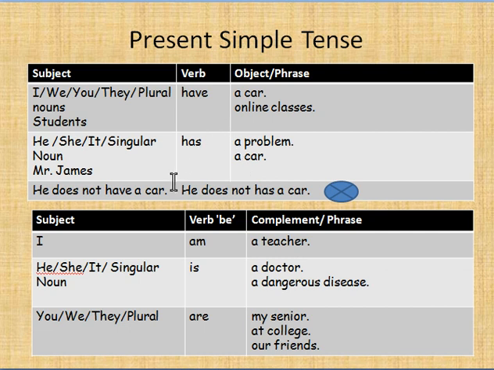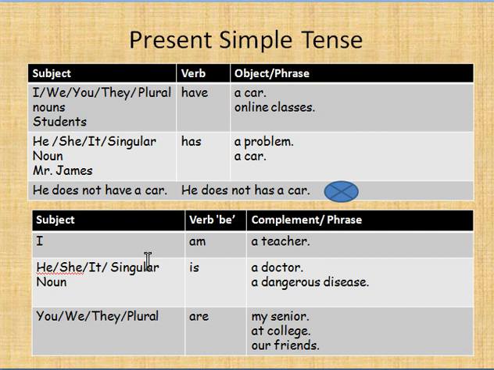In order to make these types of sentences negative, for example, I'm going to make this sentence he has a problem or he has a car, so I can say he doesn't have a problem or he doesn't have a car. One thing that you shouldn't forget, please, is that if you add has here after doesn't, this is completely incorrect, which actually will be entirely awkward.